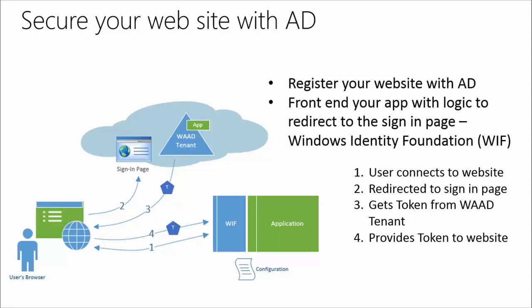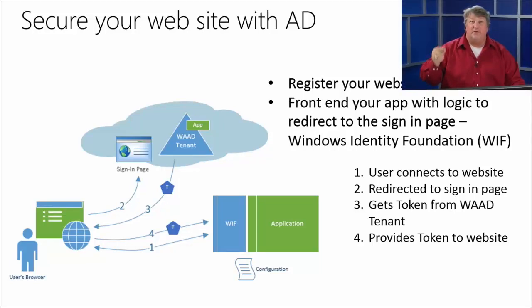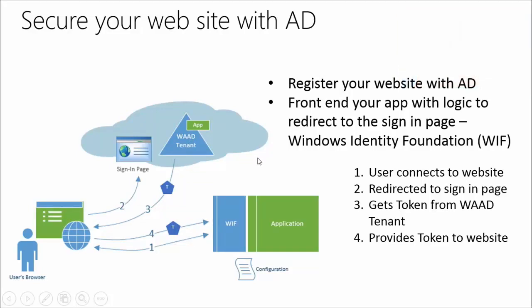Now, today, there are templates out there. So if you go into Visual Studio, you'll find that there's all kinds of templates that you just click a button and it's done for you. When Windows Identity Foundation determines that it doesn't understand who you are, it'll redirect you to a sign-on page. The sign-on page will have you sign on to your Windows Azure Active Directory tenant and pass back a token, and that token is given to Windows Identity Foundation to figure out who you are.